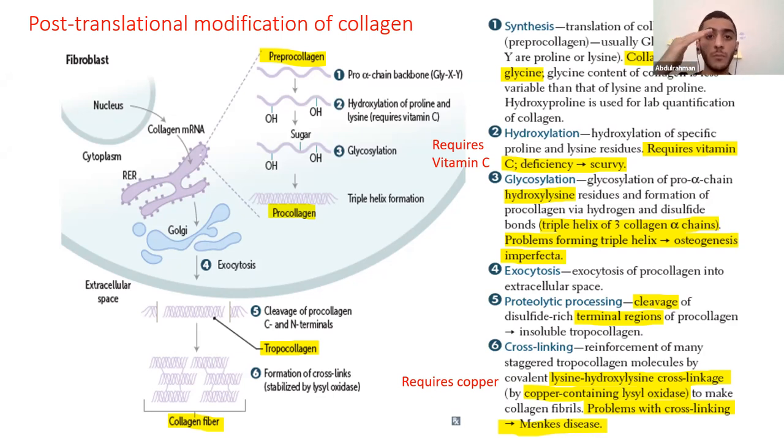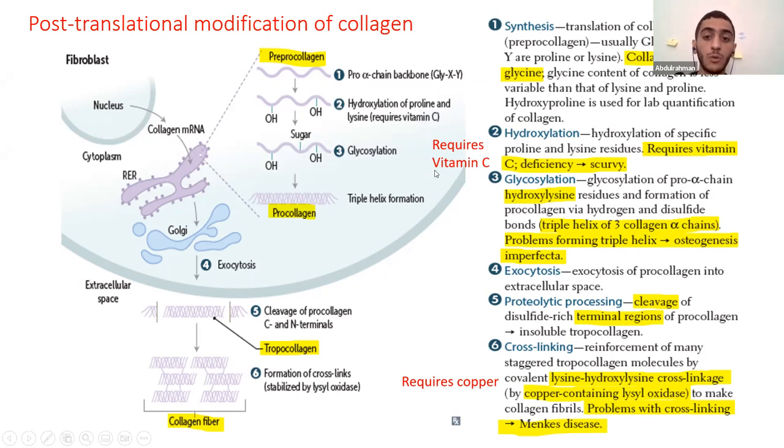Then we take multiple collagens, put them over each other, beside each other, and then we're going to create cross links between them to hold a strong collagen fiber. Now, this is going to be done by an enzyme known as lysyl oxidase, and it requires copper. Okay, so I wrote right here what you need for this step.